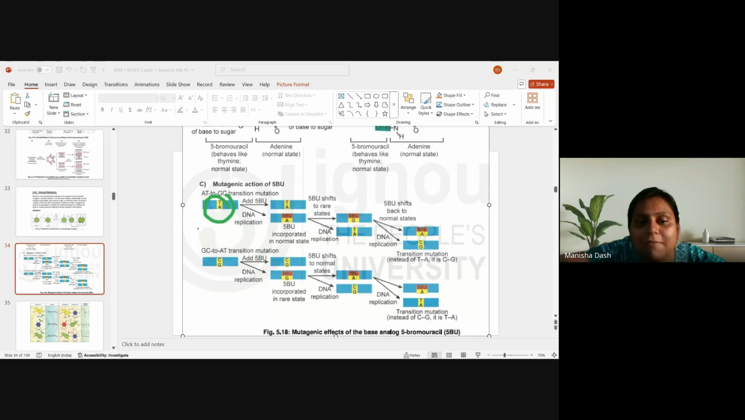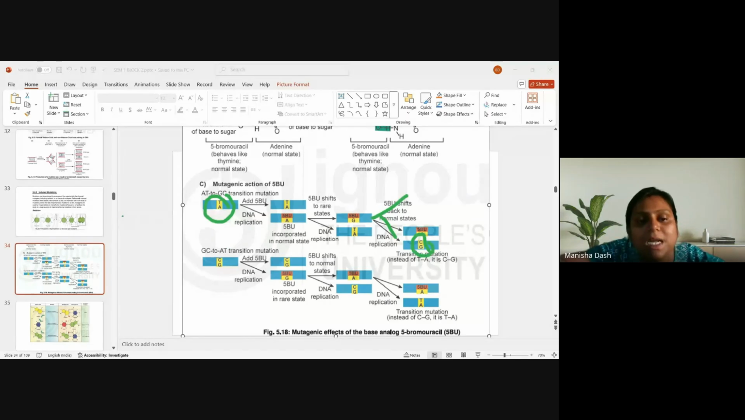If it is acting as a cytosine, it will no longer pair with adenine, rather it will be pairing with a guanine. So here you are observing that there is a bond between 5-bromouracil, which is equivalent to a cytosine, and a guanine. But this guanine is in normal form. So when the next round of replication occurs, the guanine will have a tendency to pair with a normal cytosine only. So you will have the CG instead of T and A.